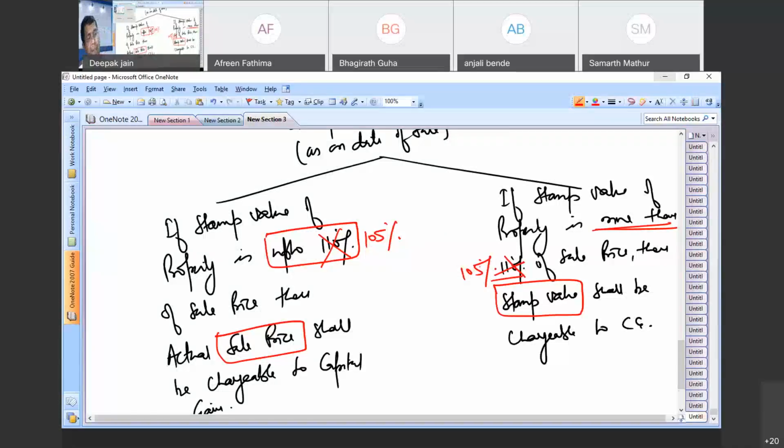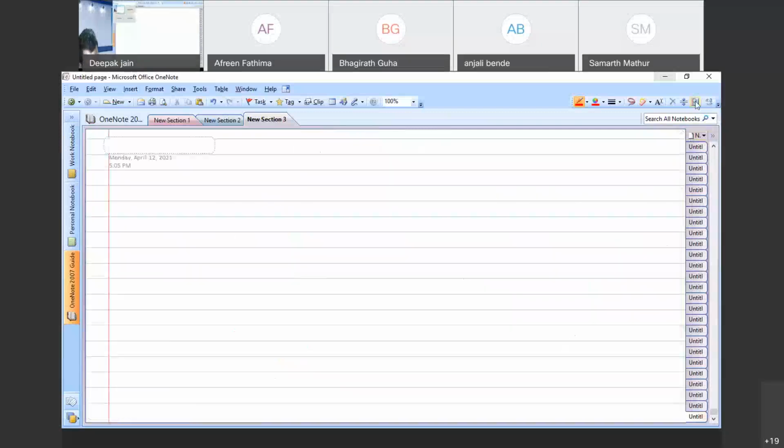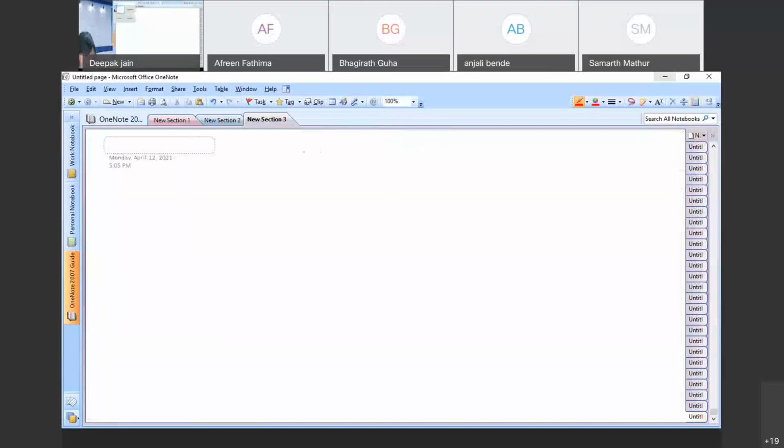This is the whole change: PGBP, capital gain; house property no change, and salary. Now your queries one by one from the chapters: residential status, salary, house property and PGBP or capital gain. Any query from your side, one by one, make it fast.